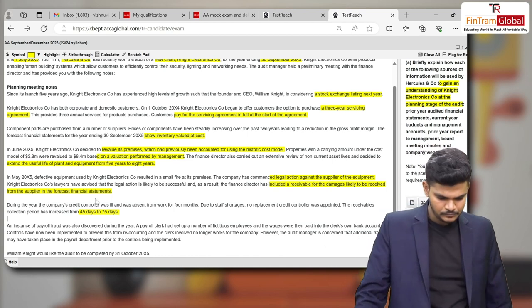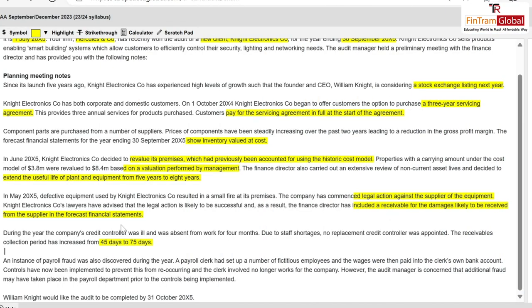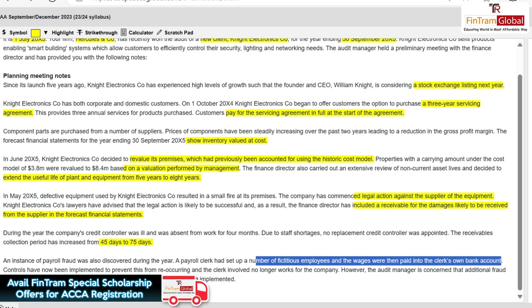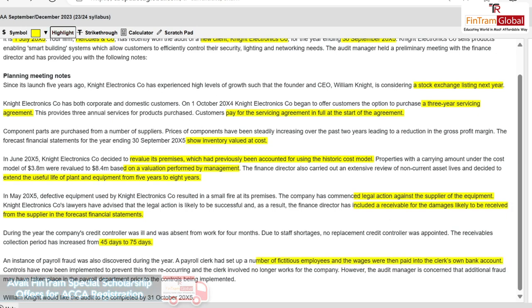What else? An instance of payroll fraud was also discovered during the year. Okay, so this is that particular instance where we have to comment on the fraud related procedures as well, isn't it? So just keep a note of that. Okay, folks. So a payroll clerk has set up a number of fictitious employees, and the wages were then paid to the clerk's own bank account. Okay, that's a huge fraud, right?